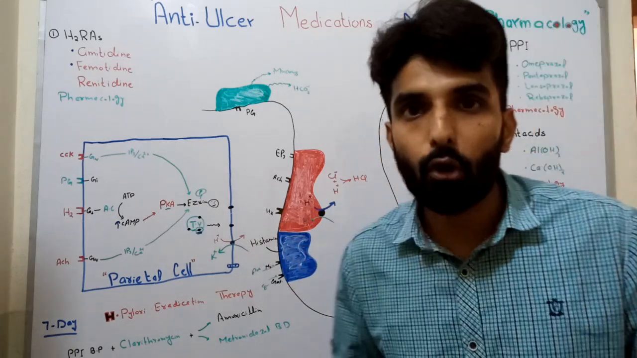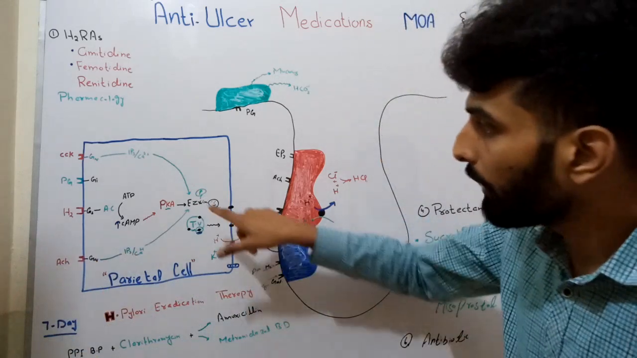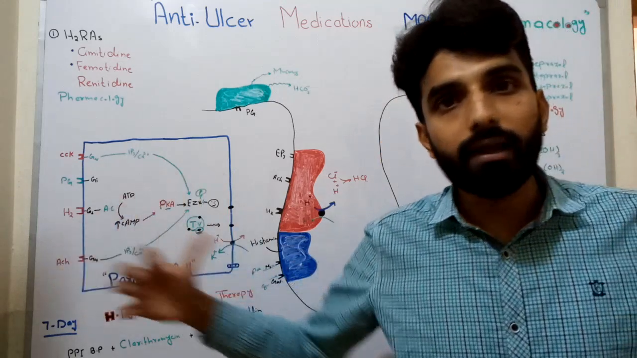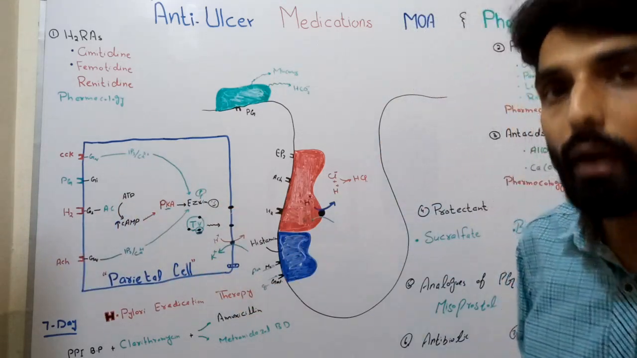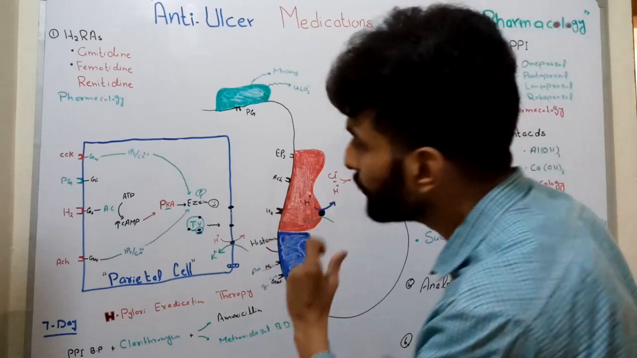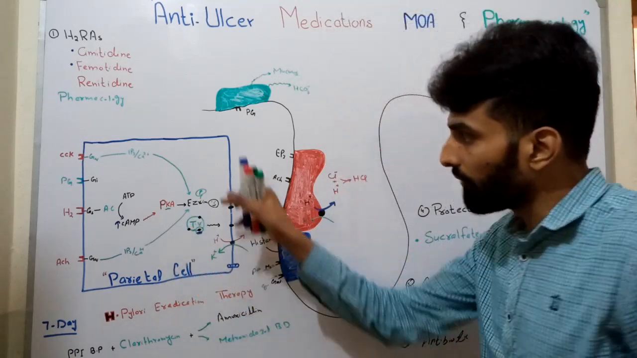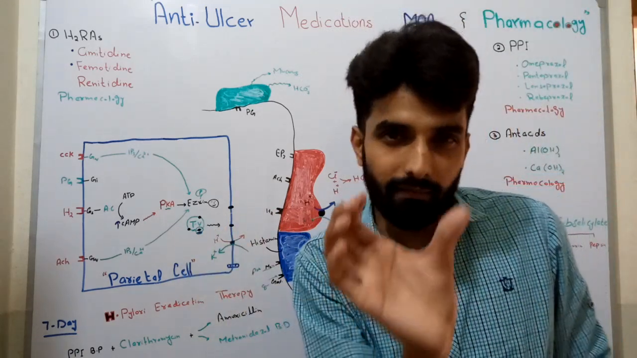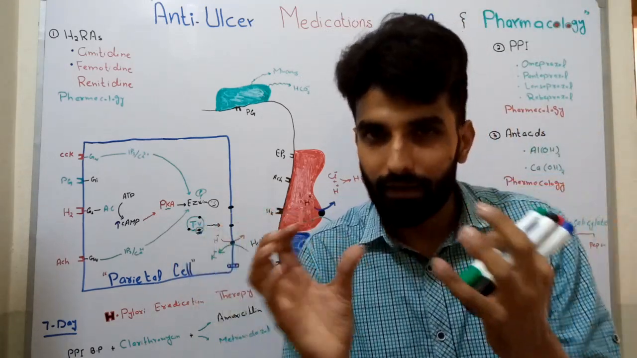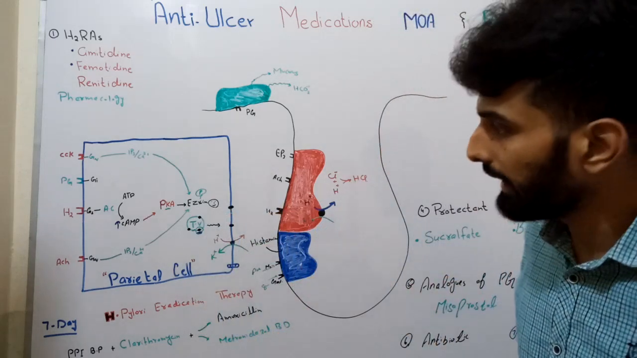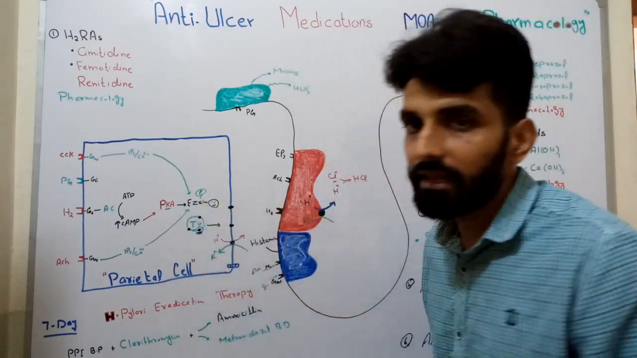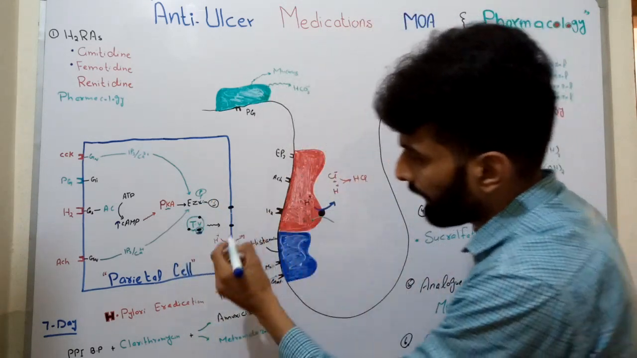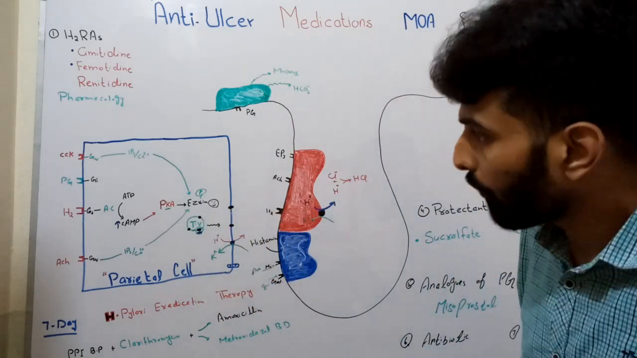Ezrin protein belongs to the class of cytoskeleton proteins, and when this ezrin protein is phosphorylated, it gets activated, and when it is activated, it will help the fusion of tubulovesicles with the plasma membrane of the parietal cell. Now what are tubulovesicles? Tubulovesicles are small organelles present in the parietal cell. On the membrane of these organelles, proton pumps and potassium channels are present. So what will happen?